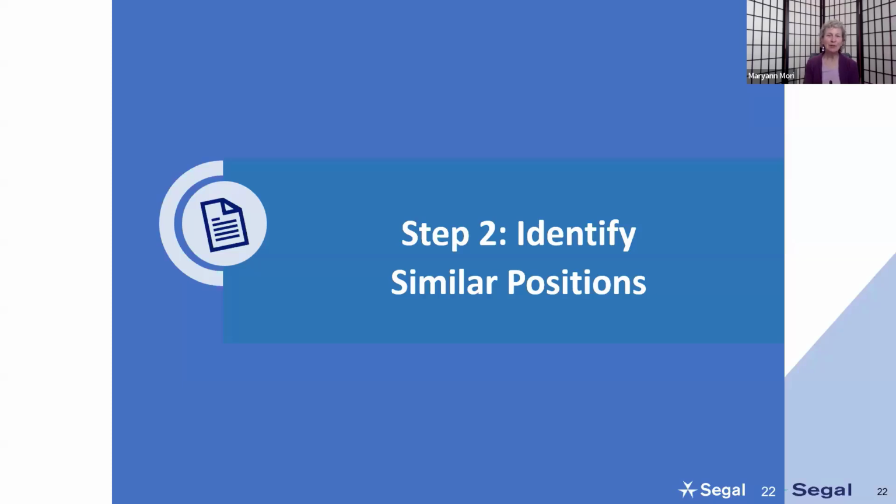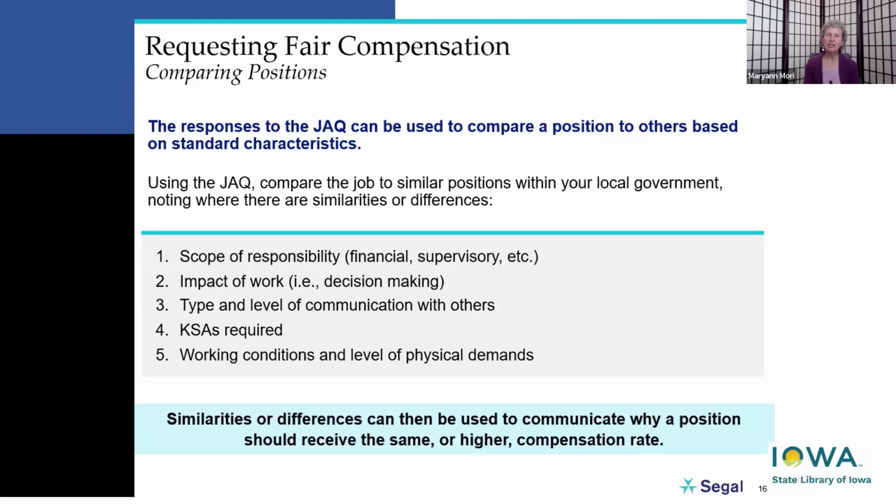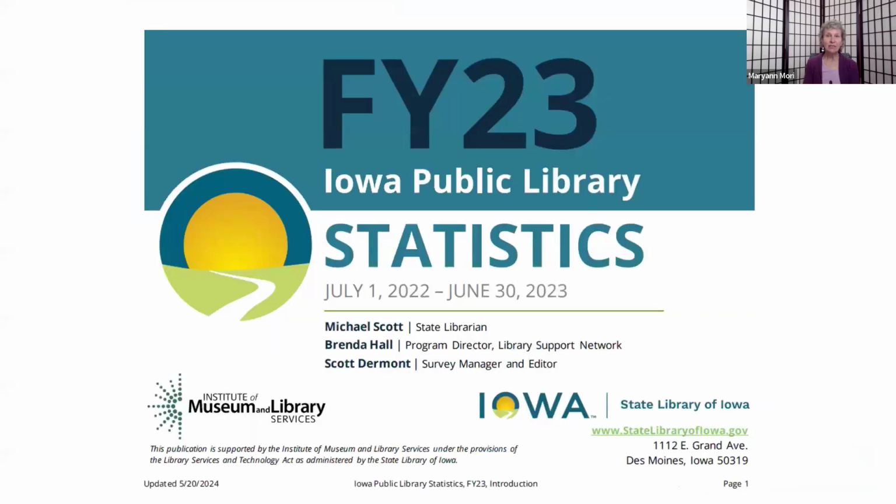Step 2, identify similar positions. When you review similar or comparable positions, some might find it helpful to have individuals within similar and comparable positions also fill out a job analysis questionnaire for comparison. Most of us, I think, when we go to compare salaries or positions or hours, Brenda alluded to this document earlier, will look at our big book of stats, which is an annual compilation of Iowa Library's annual survey responses. And the state library collates this information every year and puts it on our website.